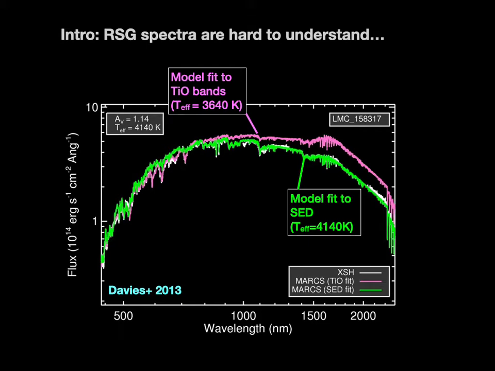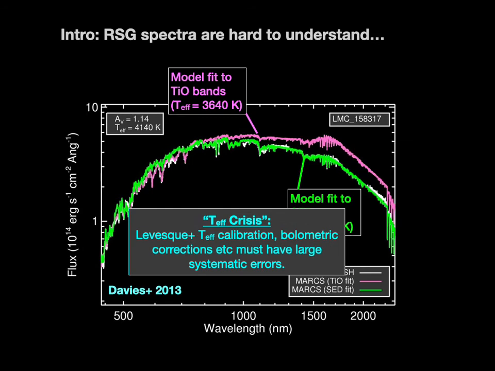So this leads to what is described by literally no one as an effective temperature crisis for red supergiants, which is that the temperatures derived from the optical are always much cooler than those that you derive from the near infrared. And specifically, that effective temperature calibration of Emily Levesque, which is determined from fits of MARCS model atmospheres to the optical, must then give you the wrong bolometric corrections and near infrared colours as a function of spectral type.